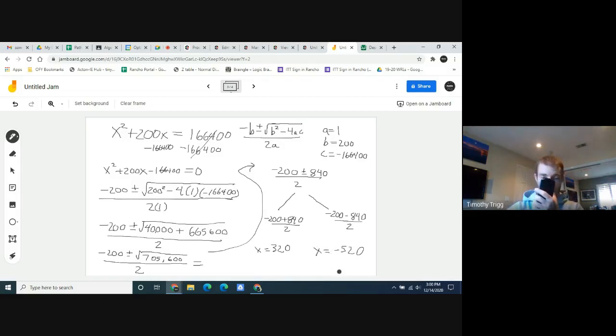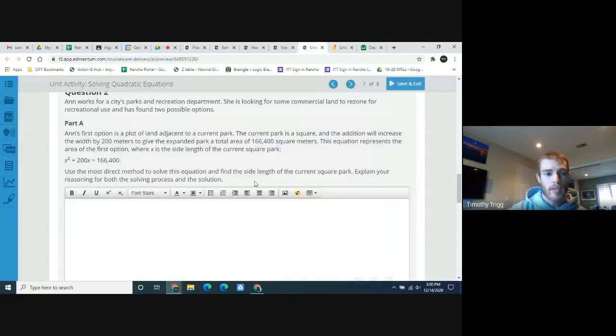So these are our answers. But unfortunately, only one of them makes sense, and that's this one, because you can't have a negative length, at least not in this case. So we can't add a negative length to the park. So this is our answer. We're adding 320 to its length.